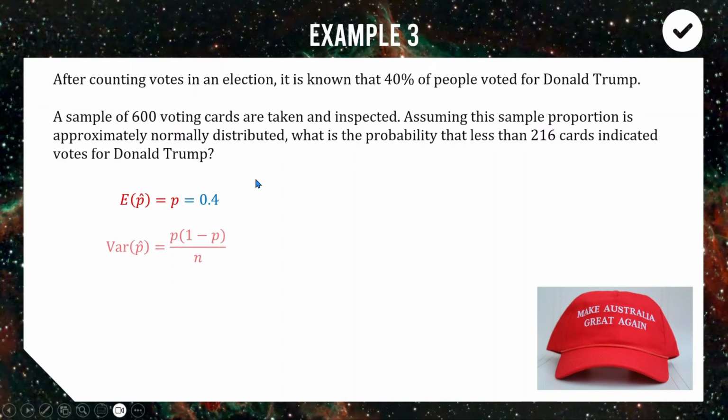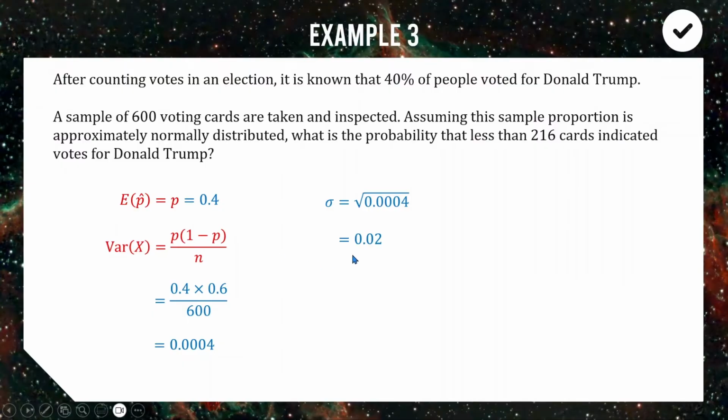Now for our variance, we're doing 40% times 60%, dividing this by our sample size of 600 voting cards. So we have 0.4 times 0.6 divided by 600, which is 0.0004, which is another well-designed question. Thank you, SmartMaths, for this one. Because the square root of 0.0004 is equal to exactly 2%, 0.02. So now we have our bell curve ready. We have our center point of 0.4 as our mean, and we have our standard deviation of 0.02.